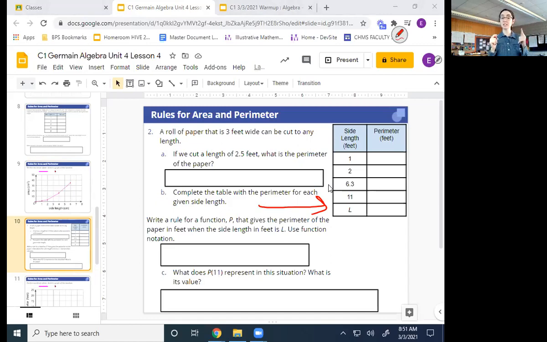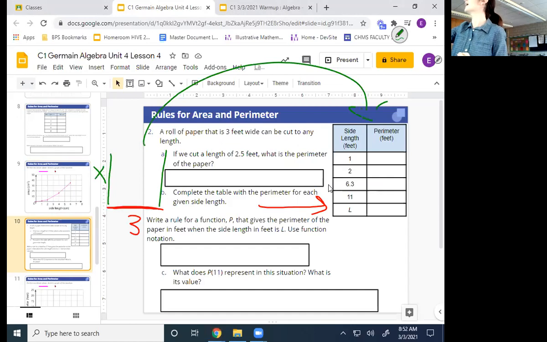Do you guys get what I'm saying here? So we have a piece of paper. It's always going to be 3 feet wide, and then this length is always going to vary. You need to find the perimeter for each of these side lengths here. So you're going to find these 4 perimeters here, 5 perimeters here, and the perimeter when it's 2.5 feet. I want you to take 2 minutes right now to do some calculations. Okay, yes, we can do the first one together first.